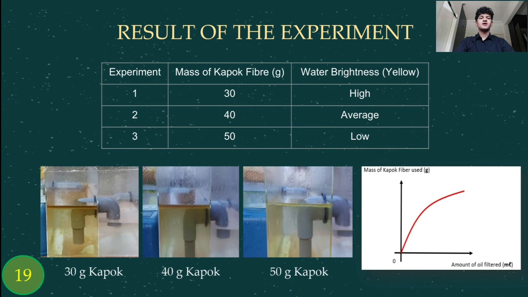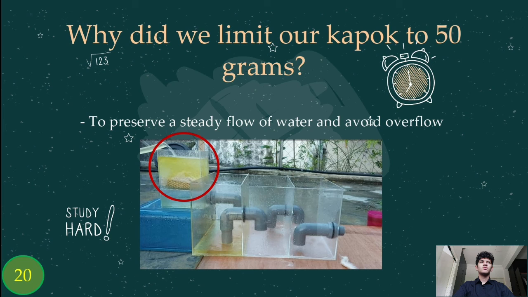The higher the mass of the Kapok fiber, the more oil is filtered, until a certain point. So, why did we limit our Kapok fiber to 50 grams? It is because we want to preserve a steady flow of water and to avoid overflow. As you can see in the picture, in the red circle, we set the Kapok fiber to 60 grams, and we can see that the water has started to overflow, and the water will eventually overflow into the open.